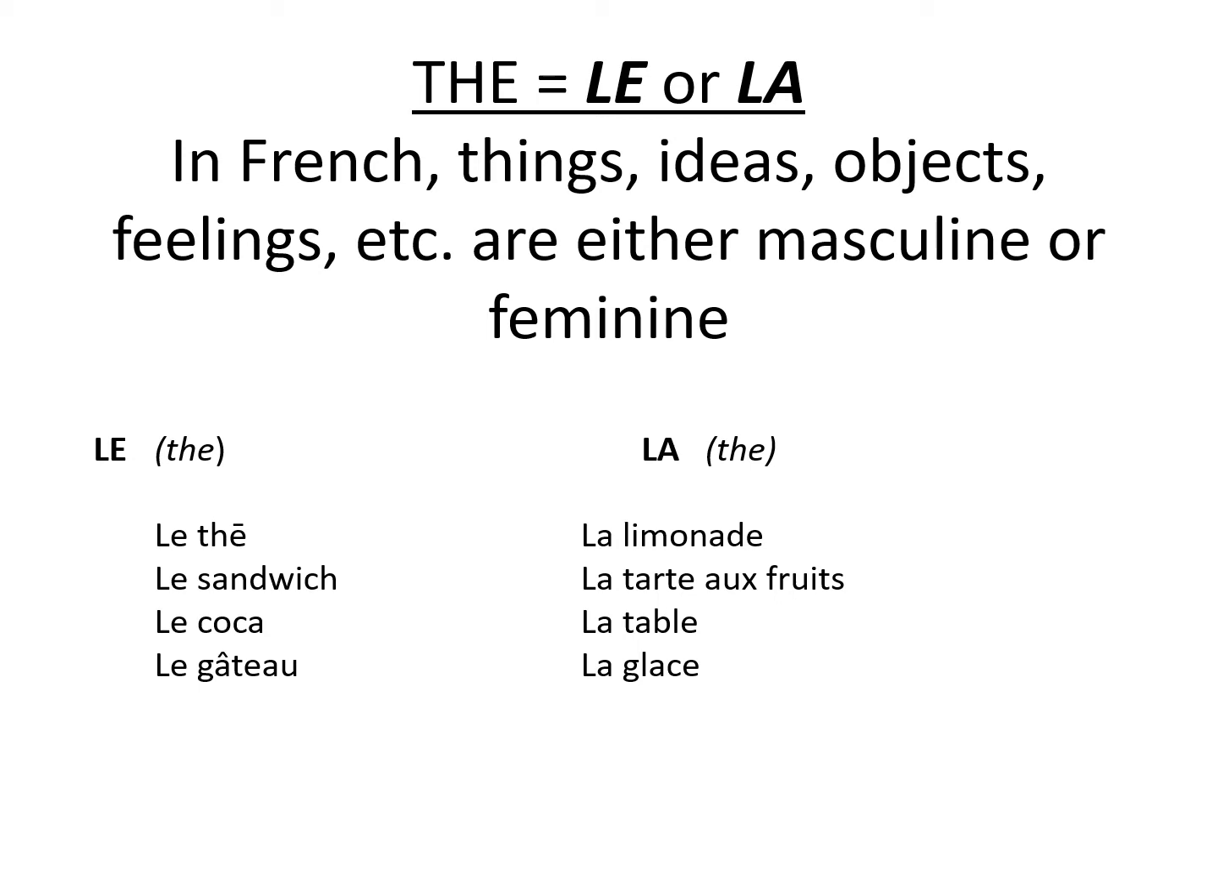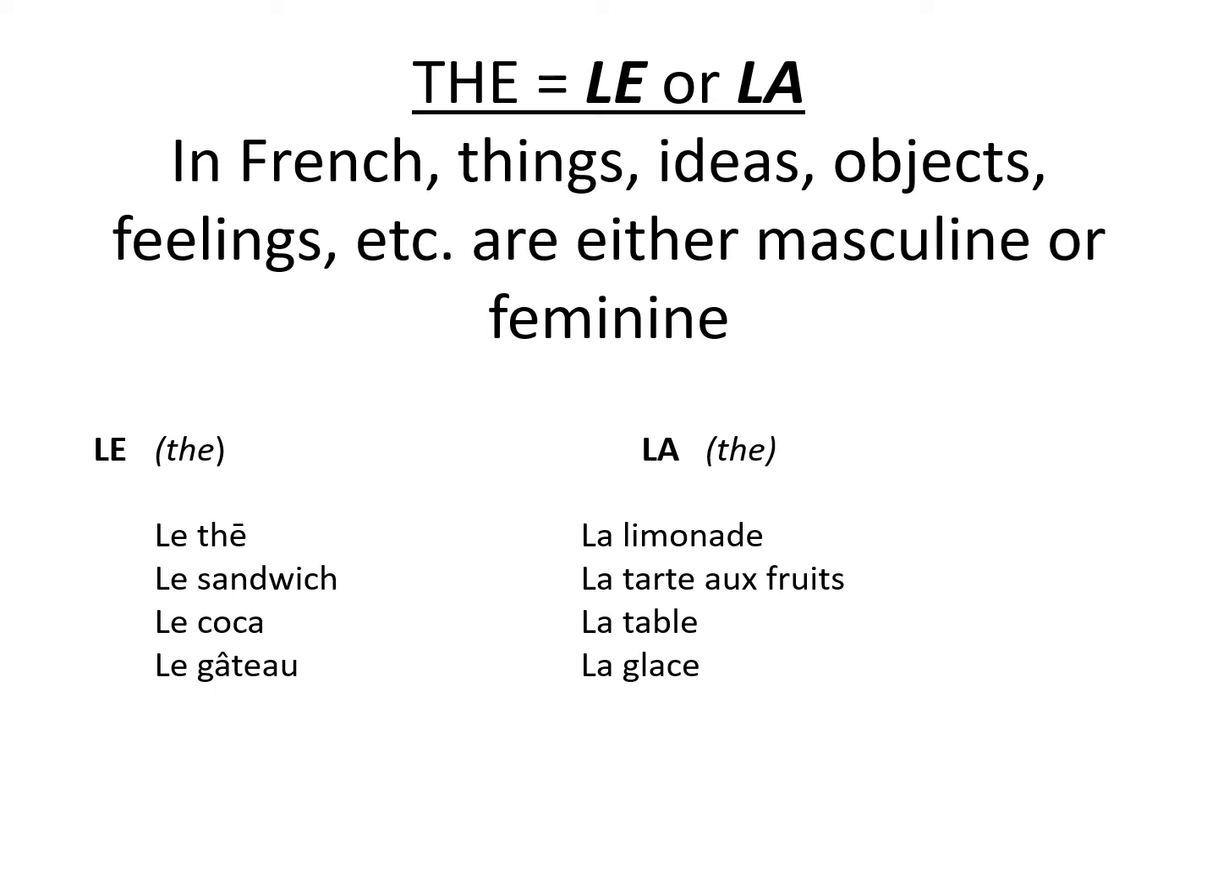By the way, let's have a bit of a recap. Le thé, can you remember what it is? The tea. Le sandwich is a sandwich. Le coca is a coke. Le gâteau is a cake. La limonade is a lemonade, usually fizzy. La tarte aux fruits is a fruit tart. La table is a table. La glace is the ice cream. All these words are linked to the topics we've covered about food and drinks. Do you remember?